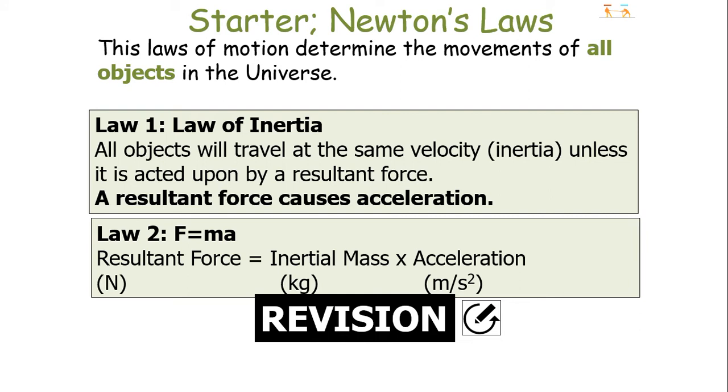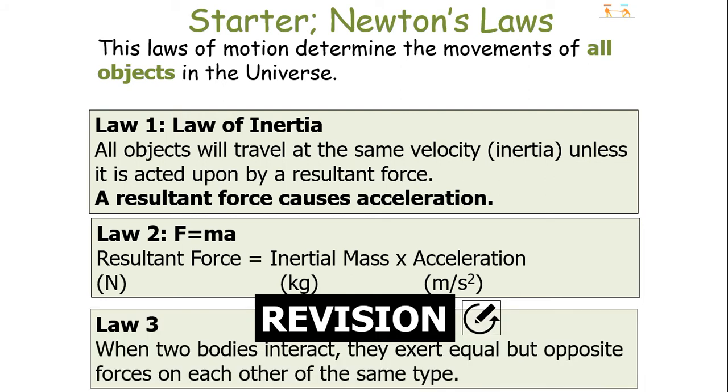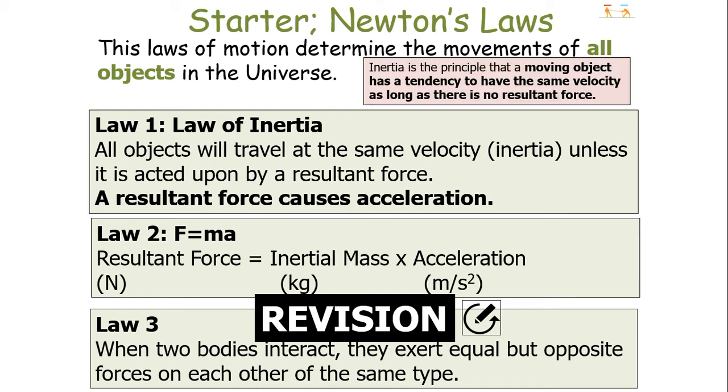Law 2. The resultant force in newtons equals the inertial mass in kilograms times the acceleration in meters per second squared. And law 3. When two bodies interact, they exert equal but opposite forces on each other of the same type. Now just remember again, inertia is the principle that a moving object has a tendency to stay at the same velocity as long as there is no resultant force acting upon that object.